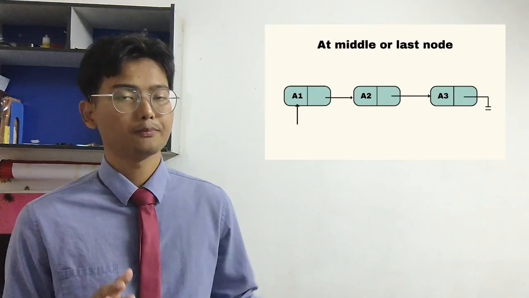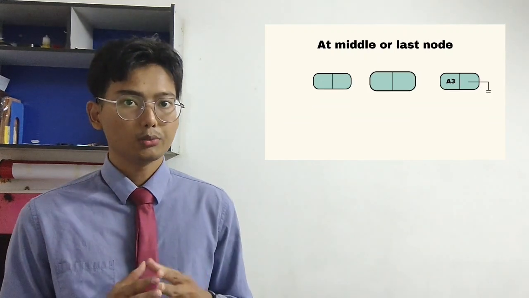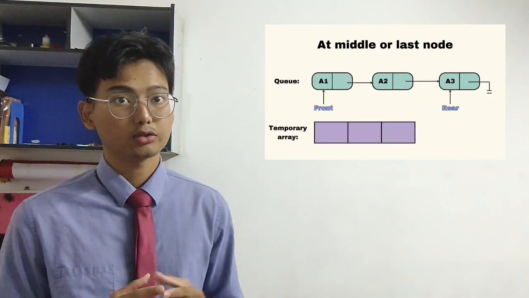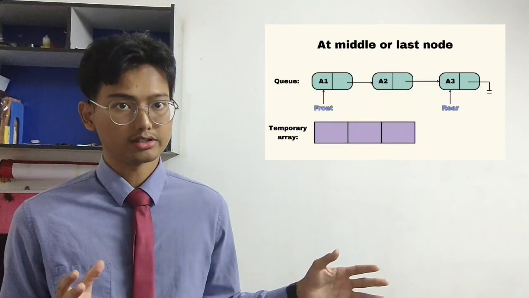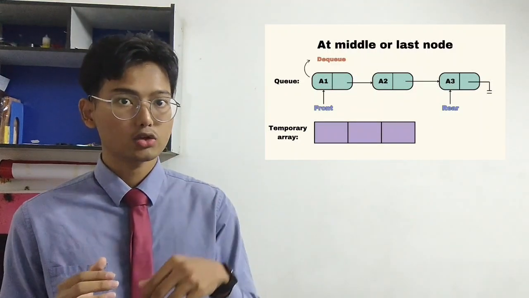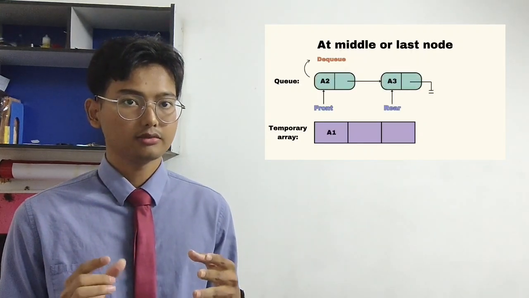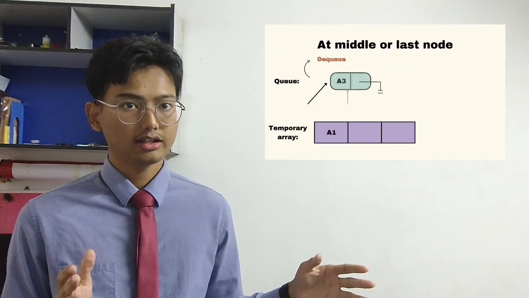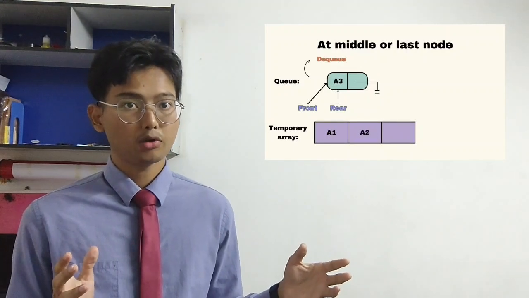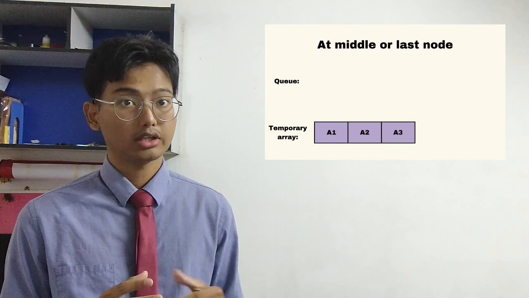So for the third case, we want to delete the appointment object in the middle or the back of the queue. We cannot directly do that. So what we can do is, we initialize a temporary array to store all the elements in the queue first. So we dequeue all elements in the queue and store them in a temporary array. And we search the array for the matching appointment object that is going to be deleted. We store that object so we can return it later on.